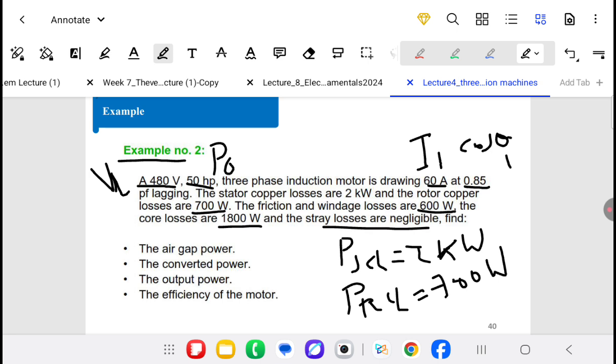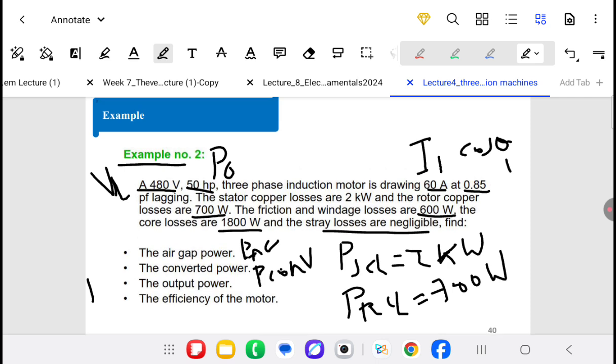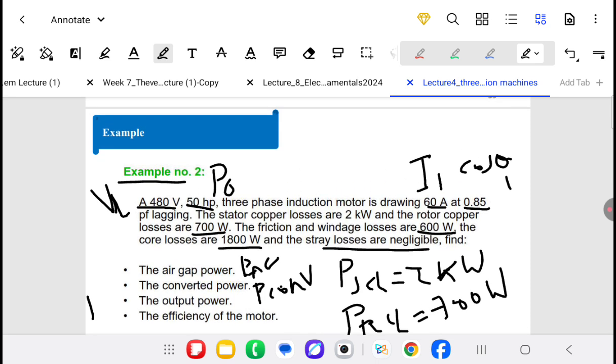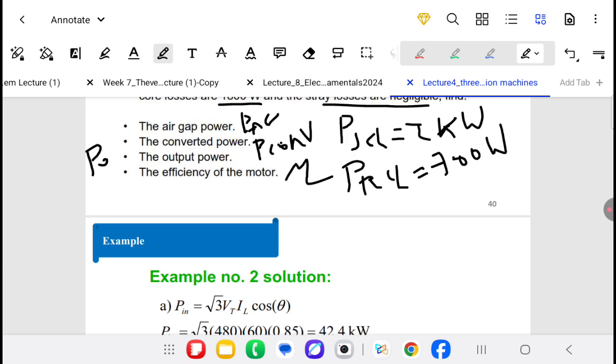The required are the air gap power, P air gap, P converted, output power, P out, and the efficiency. First, we need to get P air gap.